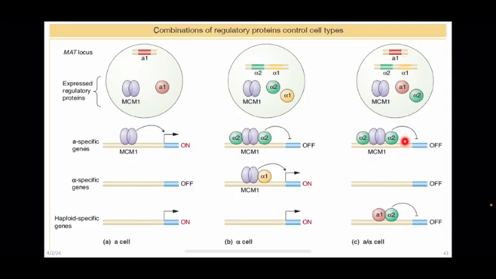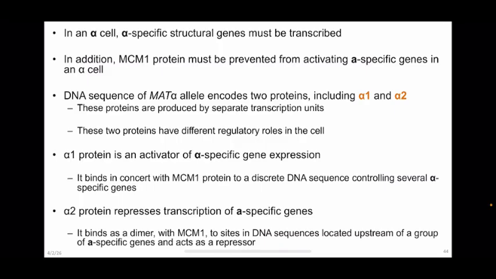In diploid cells, all the factors have to be silent. So alpha 2 will bind to MCM1 to prevent A specific genes from being expressed, and also A1, which we concluded was useless in the first case, will bind to alpha 2 as well. It also inactivates alpha 1 to prevent the expression of alpha specific genes, but that one is not shown here, so we'll go through it in the slides. I think I've mentioned everything over here.